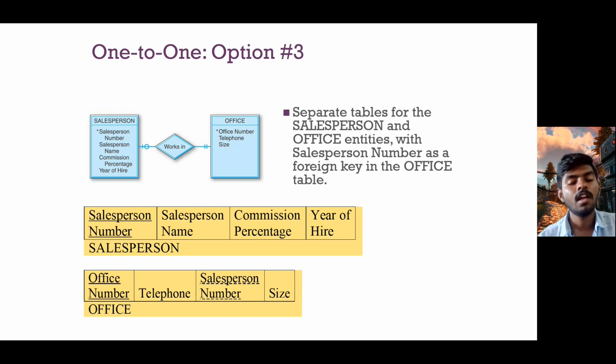And the third option: separate tables for the salesperson and office, with salesperson number as a foreign key in the office table. We can also have salesperson number as a foreign key in the office table and salesperson number as a primary key in the salesperson table. It is another way.